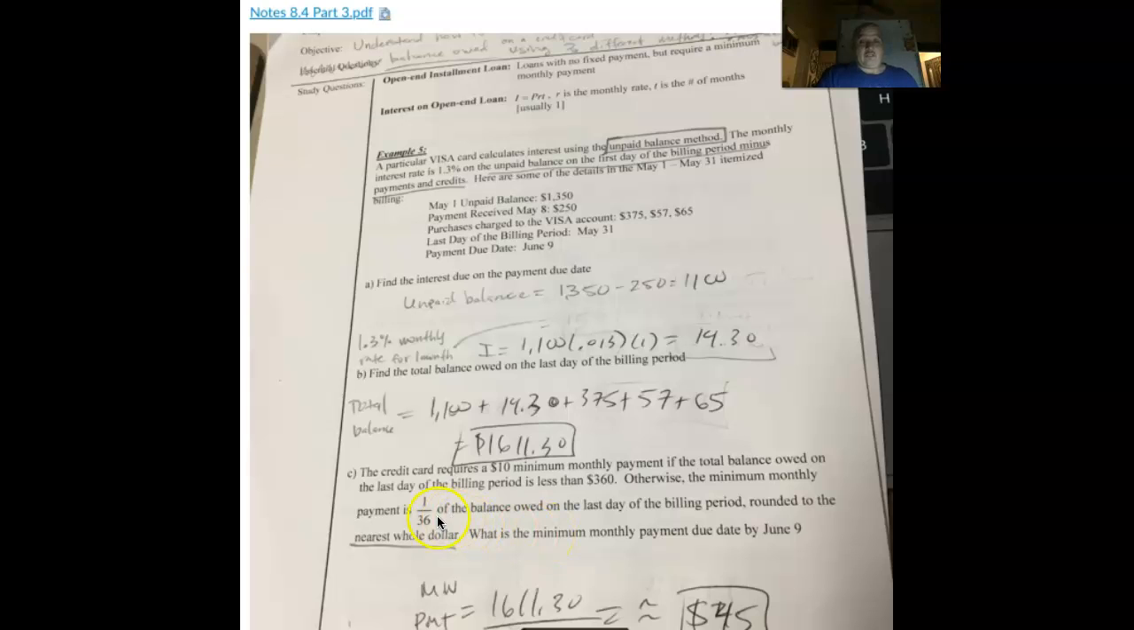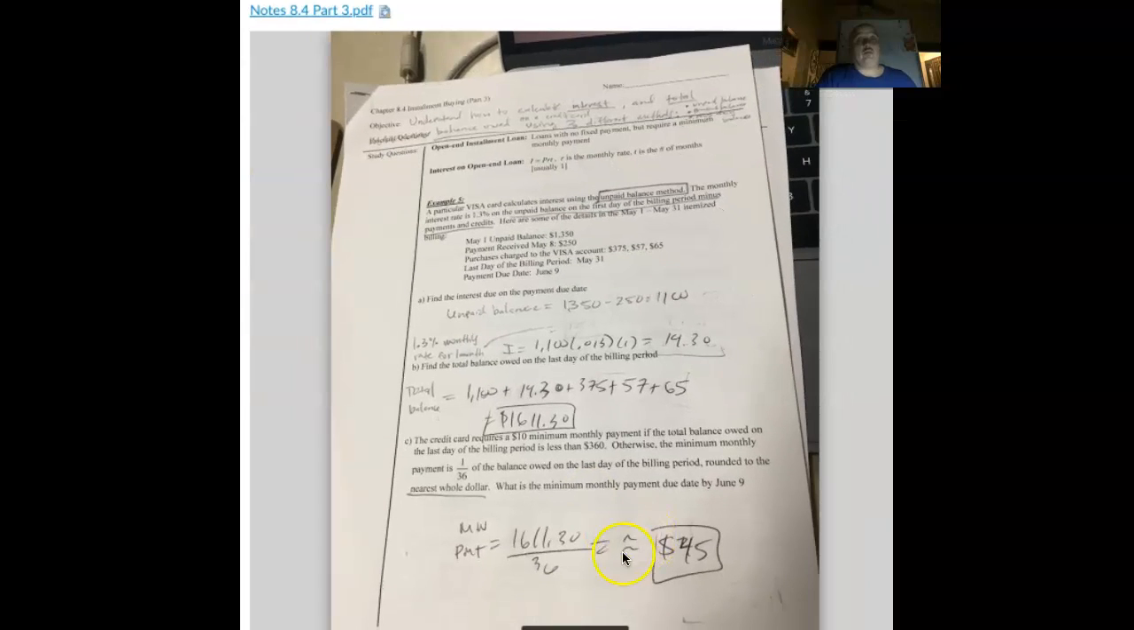And then you have this other idea here where a credit card requires a $10 minimum monthly payment if the total balance owed on the last day of the billing period is less than $360. Otherwise, the minimum monthly payment is 1/36 of the balance owed on the last day of the billing period, rounded to the nearest whole dollar. So what's the minimum monthly payment due by June 9th?